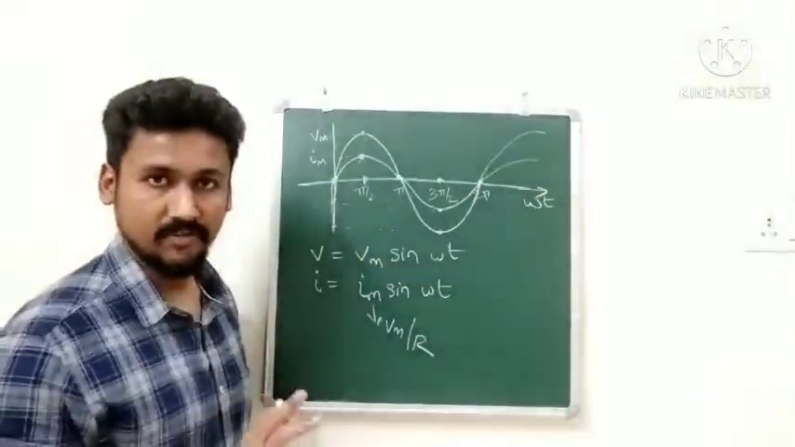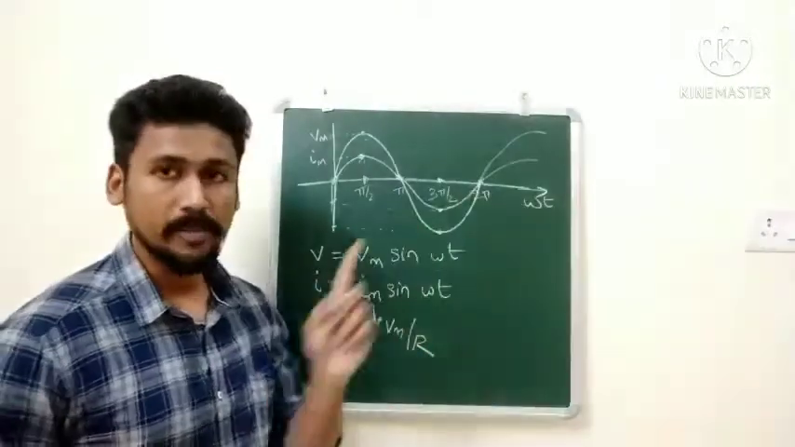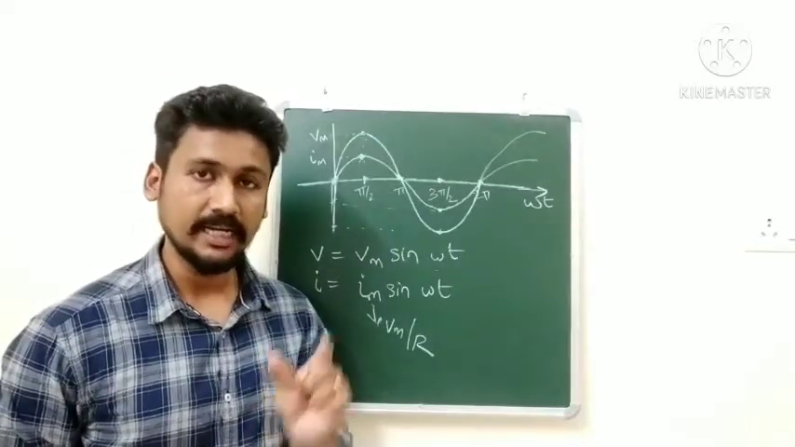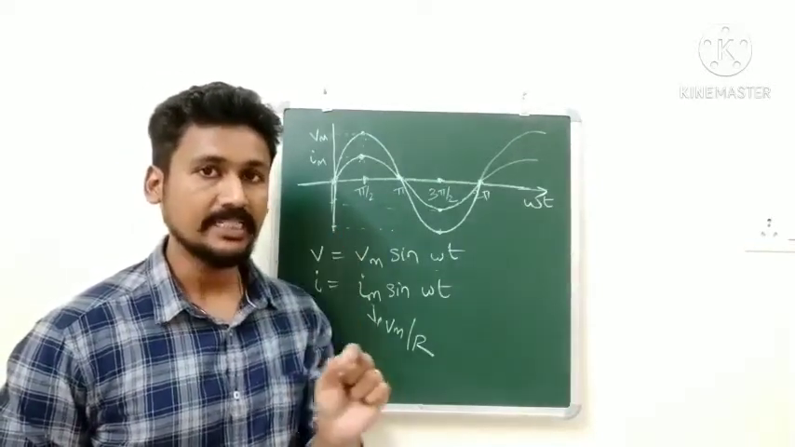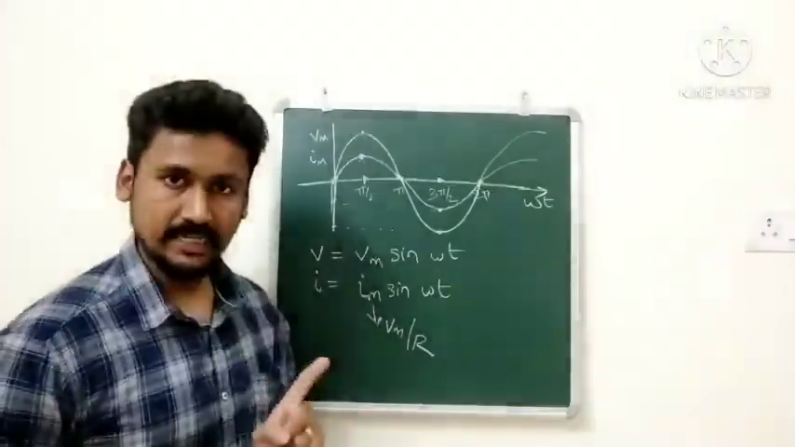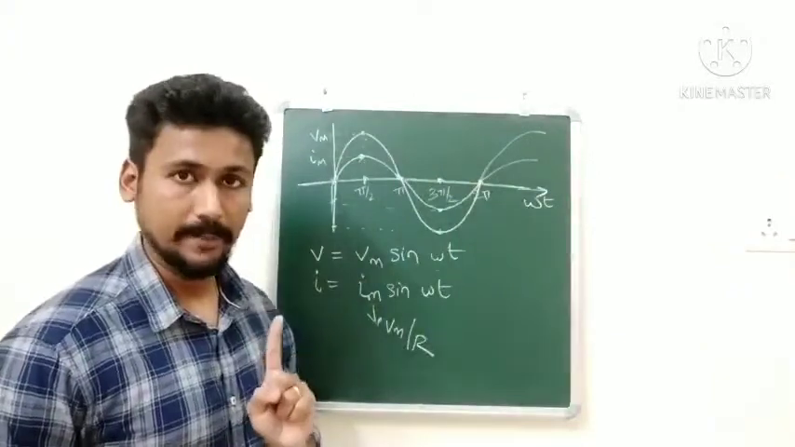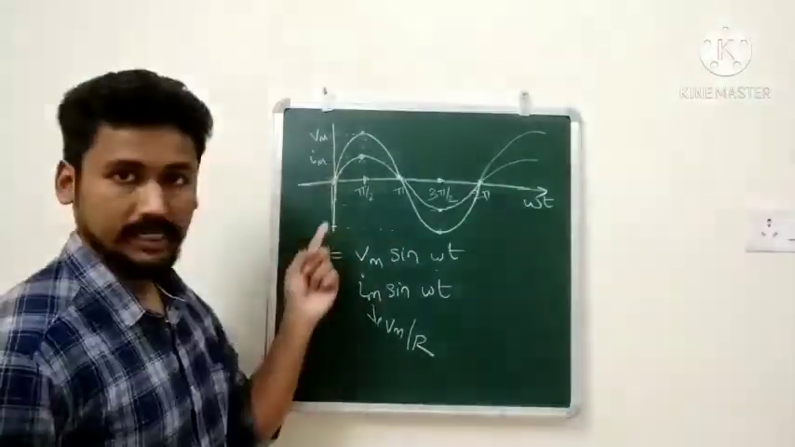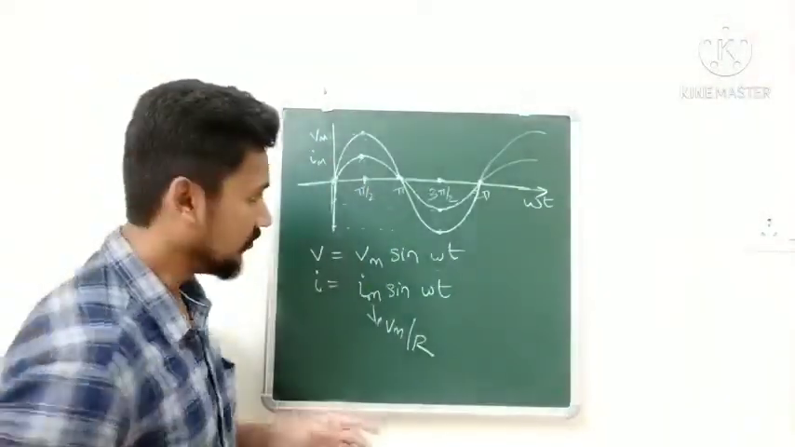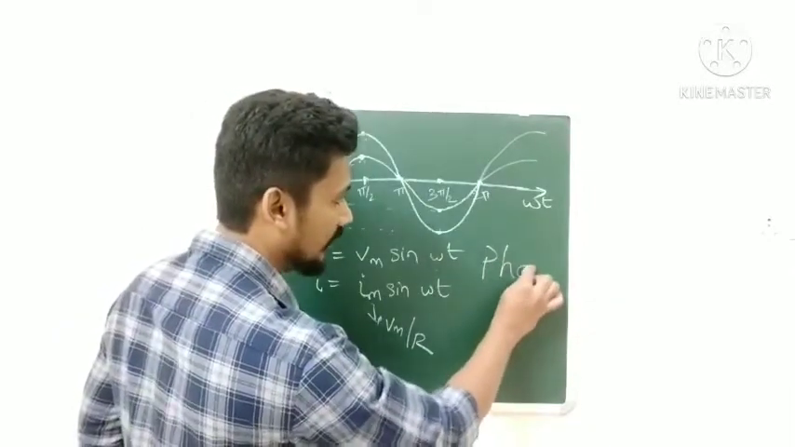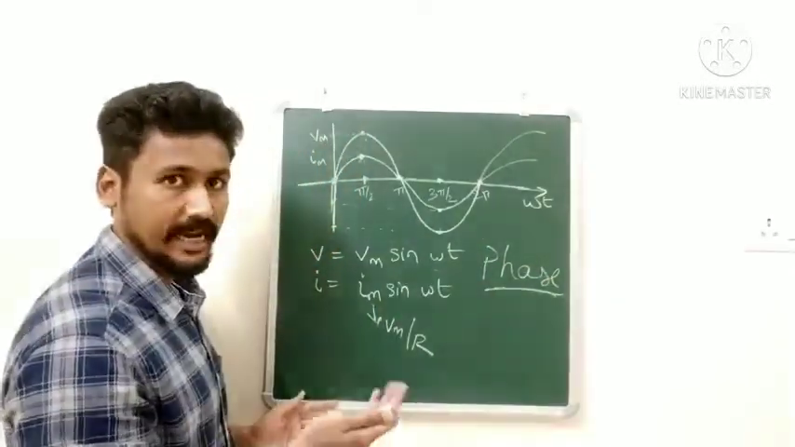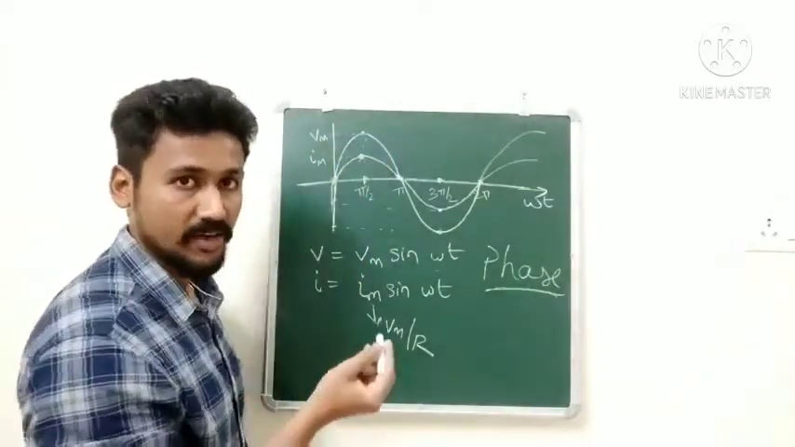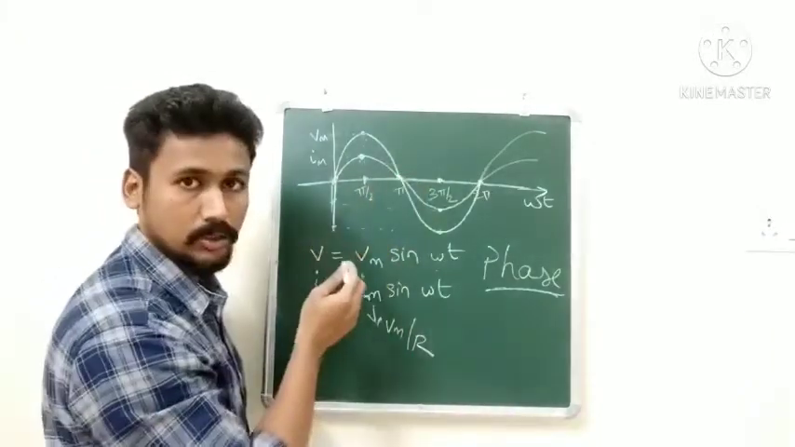So this is a graph of current and voltage versus omega t for a purely resistive circuit. What is the meaning of purely resistive circuit? An AC power supply is connected only to a resistor. When that is the case, this is the graph that we are getting. Now, the things to notice in this. We notice that the current and voltage are in phase. We say that both current and voltage are in phase with each other. Why are we saying that? You can see when voltage reaches the peak value, current also reaches the peak value. When voltage comes to 0, current also comes to 0.